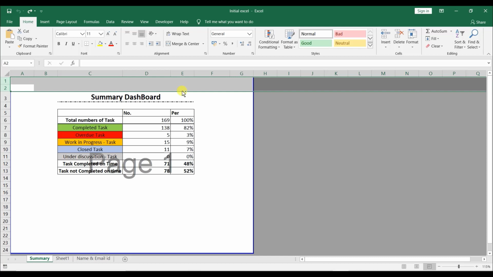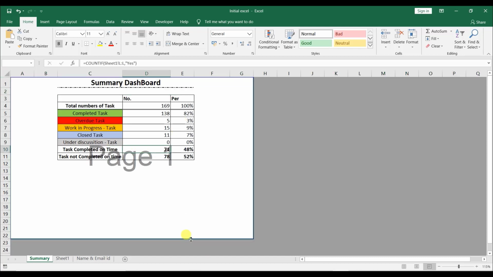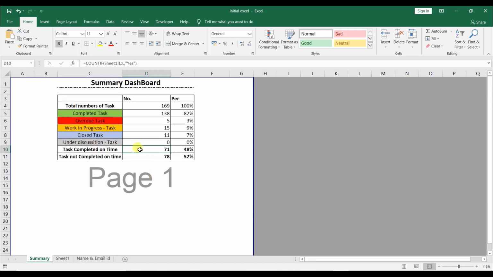So right now, first of all, I have deleted these extra two rows by pressing the Ctrl minus key. And I am increasing this page height so that this can be easily visible, right? So, tasks completed on time. That means how many tasks are completed before the target date, we want to calculate, right?